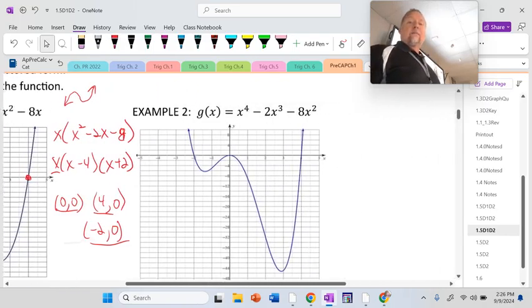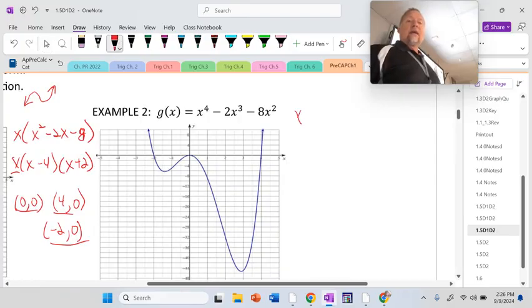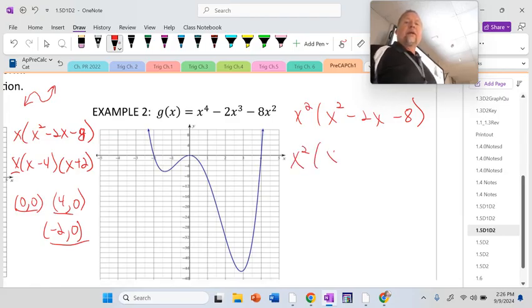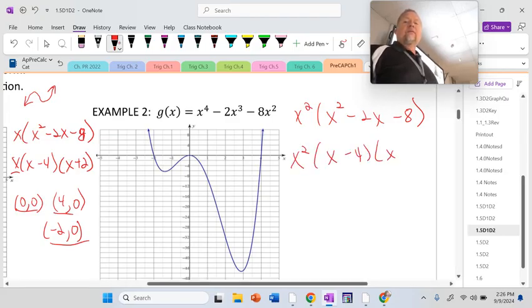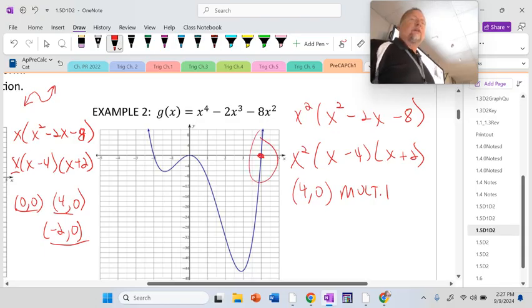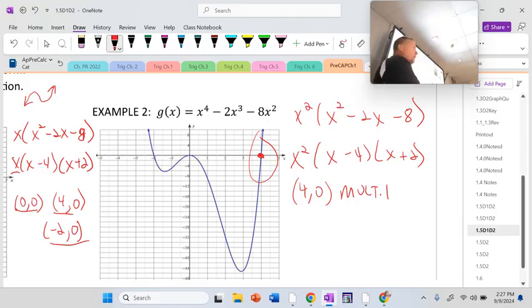Okay, but then the next one, it's very similar, but I have an x squared I can take out. Then it leaves me an identical quadratic, which factors identically, x minus 4, x plus 2. But then we got something special. 4 comma 0 is a mult 1. So it's multiplicity 1. Look at 4 comma 0. This goes through and it looks like a line. And that's what we want to think. A multiplicity 1, a regular 0 with no other degree than 1.